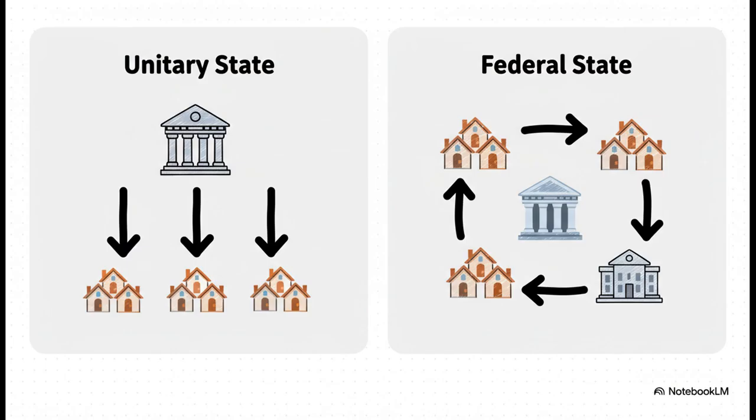On one hand, you have a unitary state. Think of a country like France, where most of the power is concentrated in the hands of the central government in Paris. On the other hand, you have a federal state, like the United States or Russia, where power is deliberately shared and divided between the national government and local units, like states or provinces.